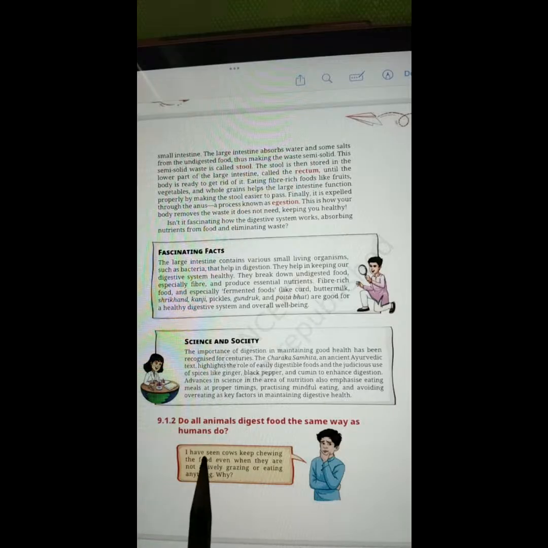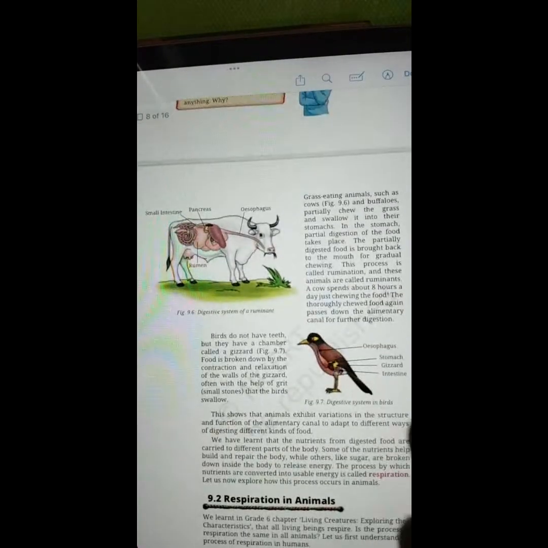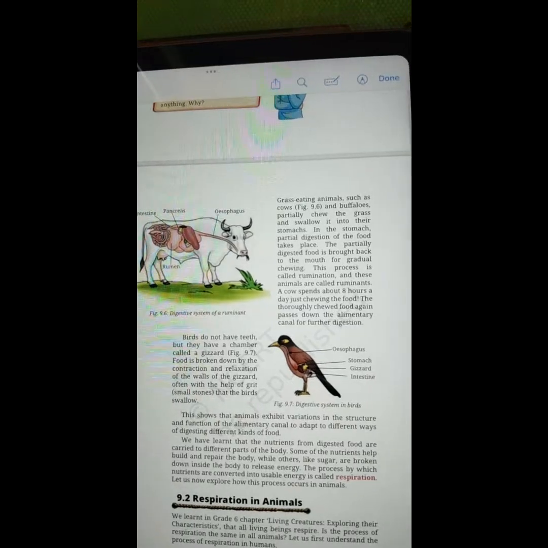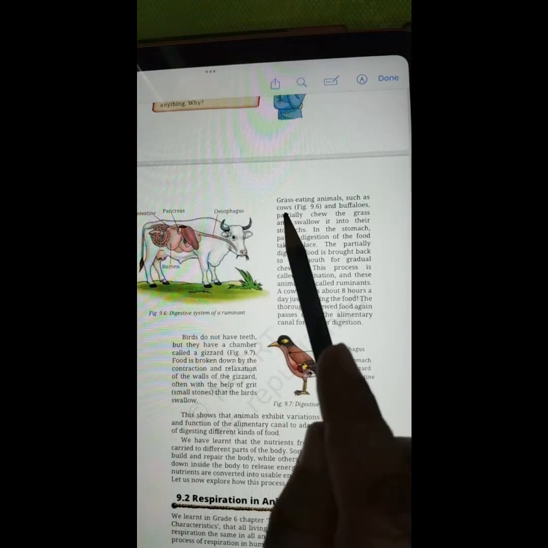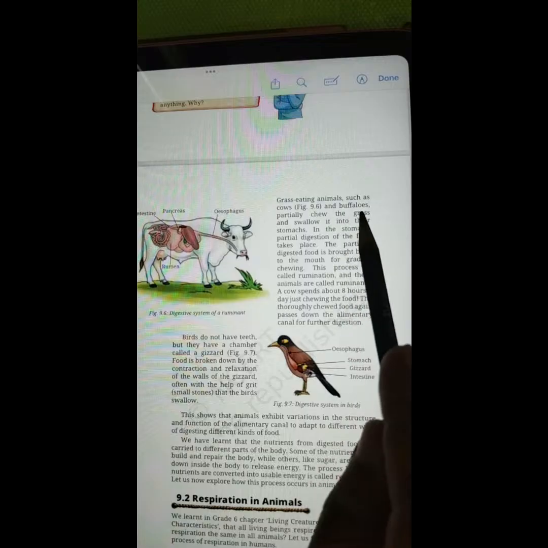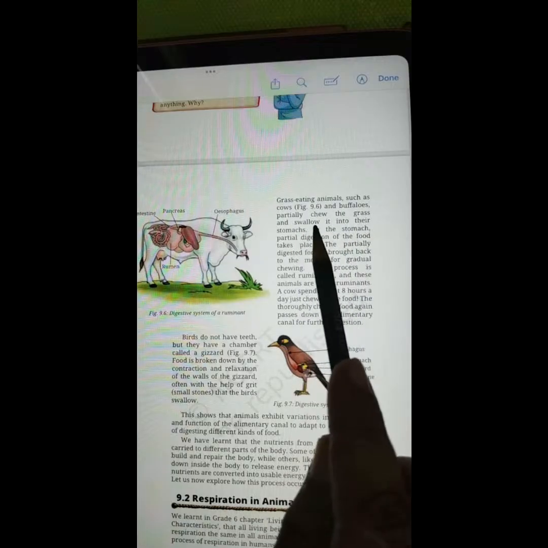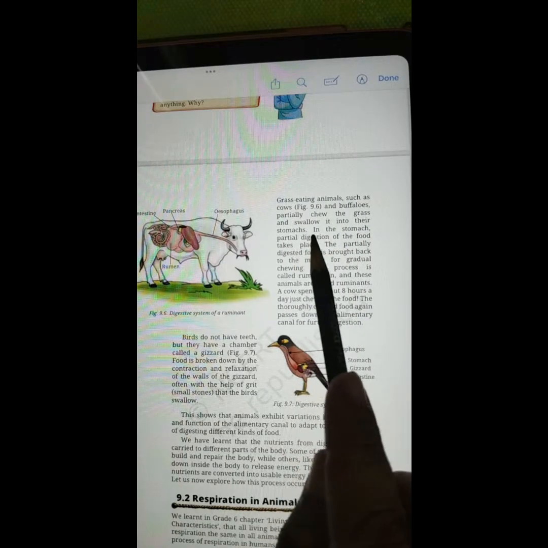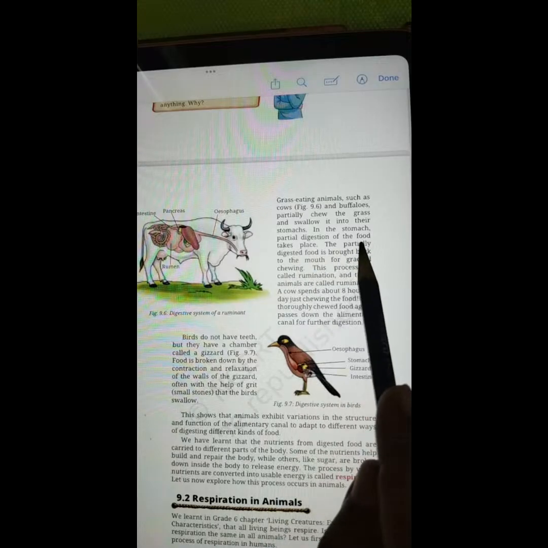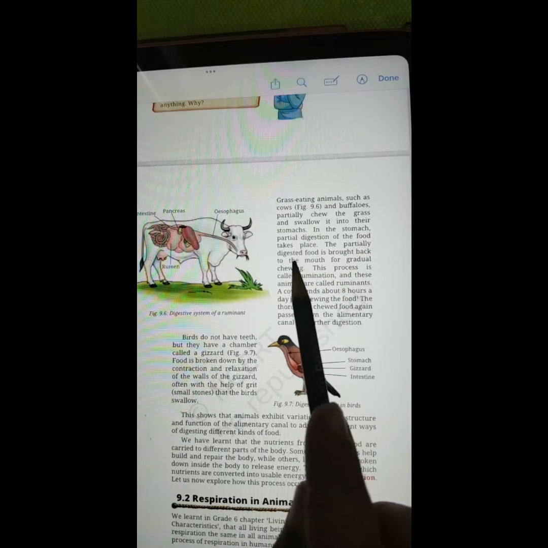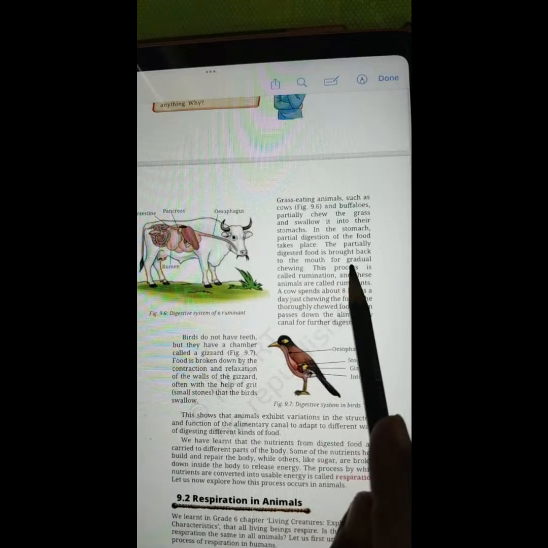9.1.2. Do all animals digest food the same way as humans do? I have seen cows keep chewing the food even when they are not actively grazing or eating anything. Why? Grass eating animals such as cows and buffaloes partially chew the grass and swallow it into their stomachs. In the stomach, partial digestion of the food takes place. The partially digested food is brought back to the mouth for gradual chewing.